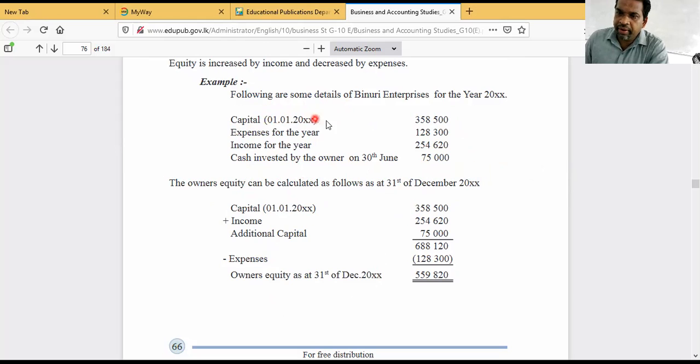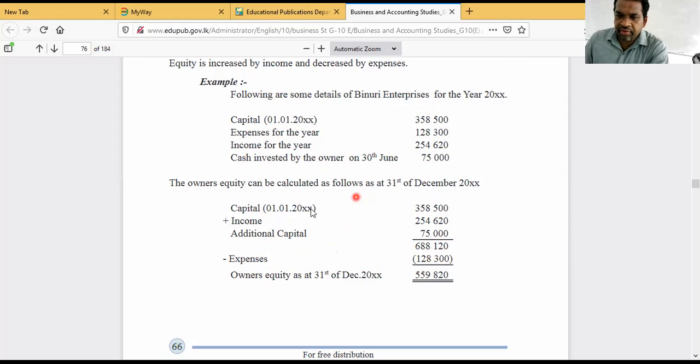First you have to take opening capital given in the question, that is 358,500. Then you can add income for the year 254,620, and also there will be plus or positive effect from additional capital. Therefore, cash invested by the owner on 30th June means additional capital we can add. Then we take the total. From that, we can deduct expenses for the year 128,300. Here we are not given drawings.